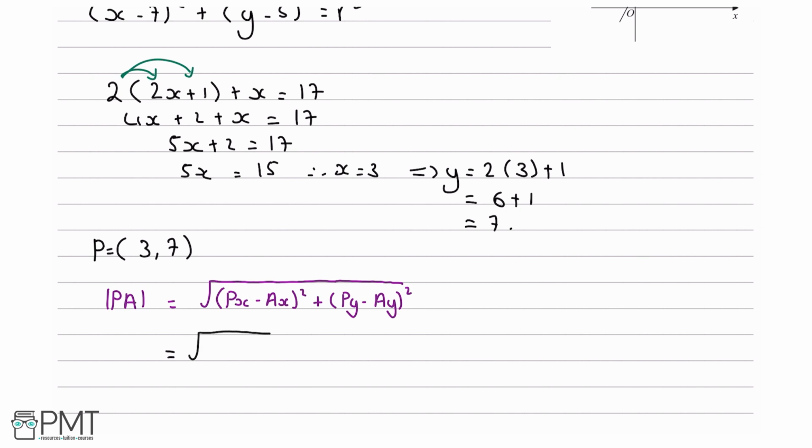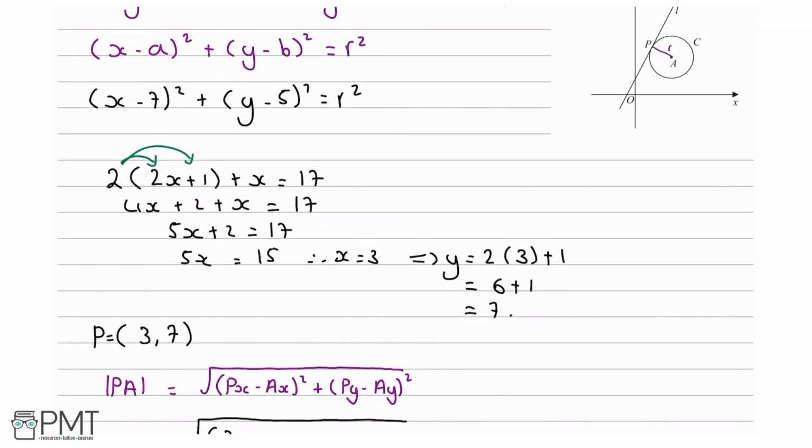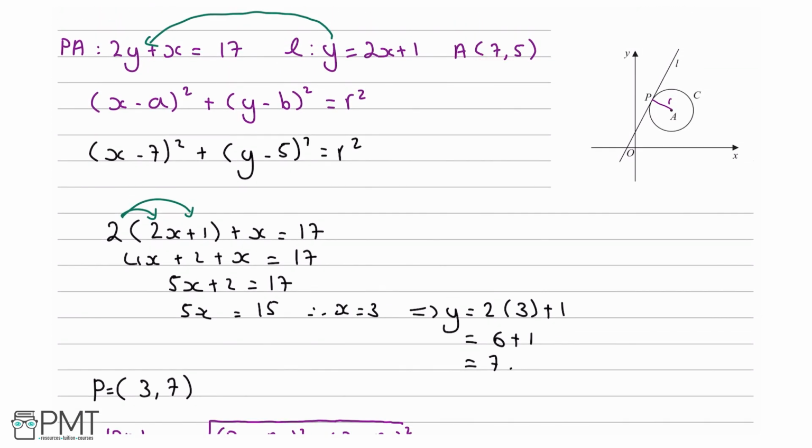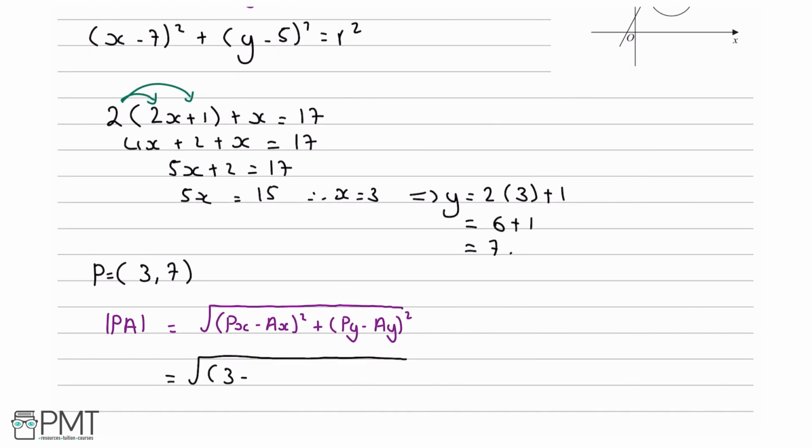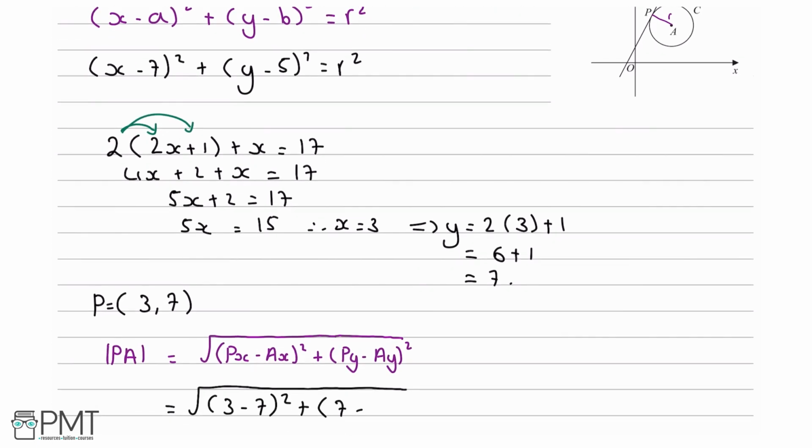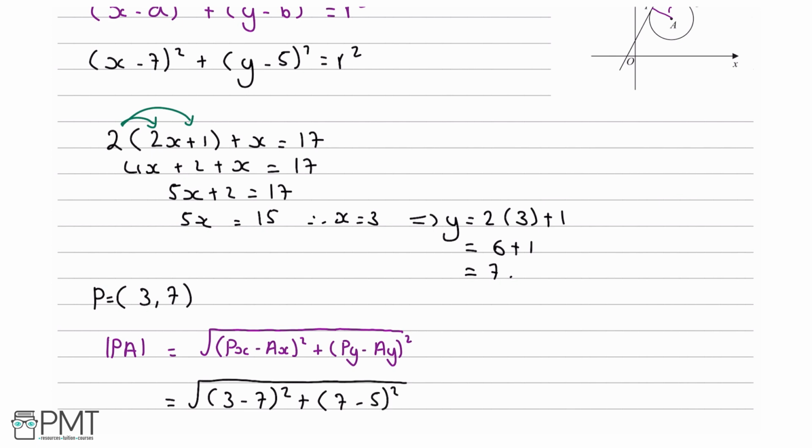Px is going to be, first the square root. Px is 3 minus, now ax, if we go back, come back to the top, we see is 7. Okay, so it is 3 minus 7 squared plus, now py is 7 and ay is 5. Okay, squared. So this equals the square root of 3 minus 7 is minus 4, and minus 4 squared is 16, plus 7 minus 5 is 2, 2 squared is 4, which equals the square root of 20.